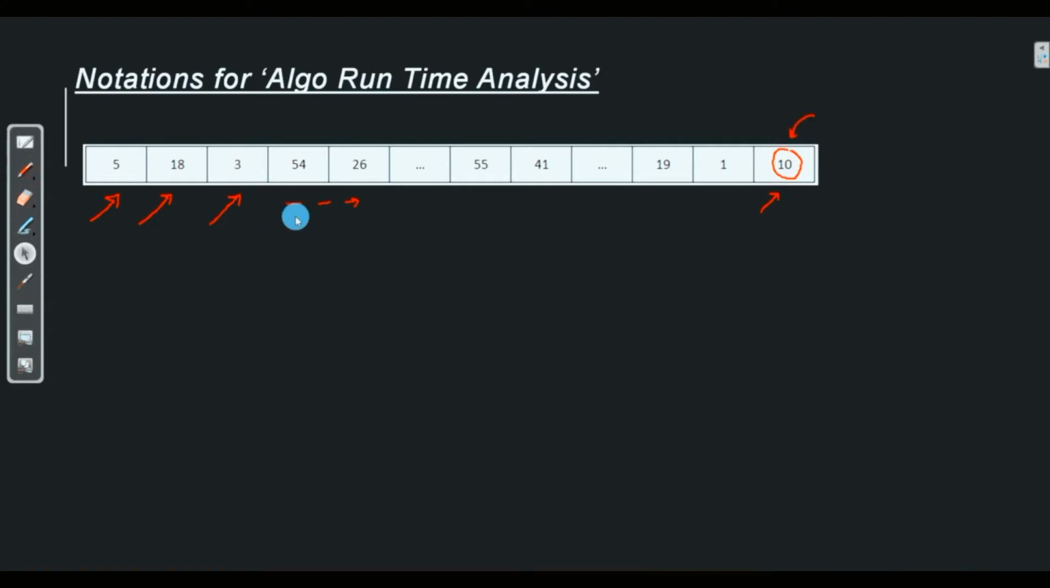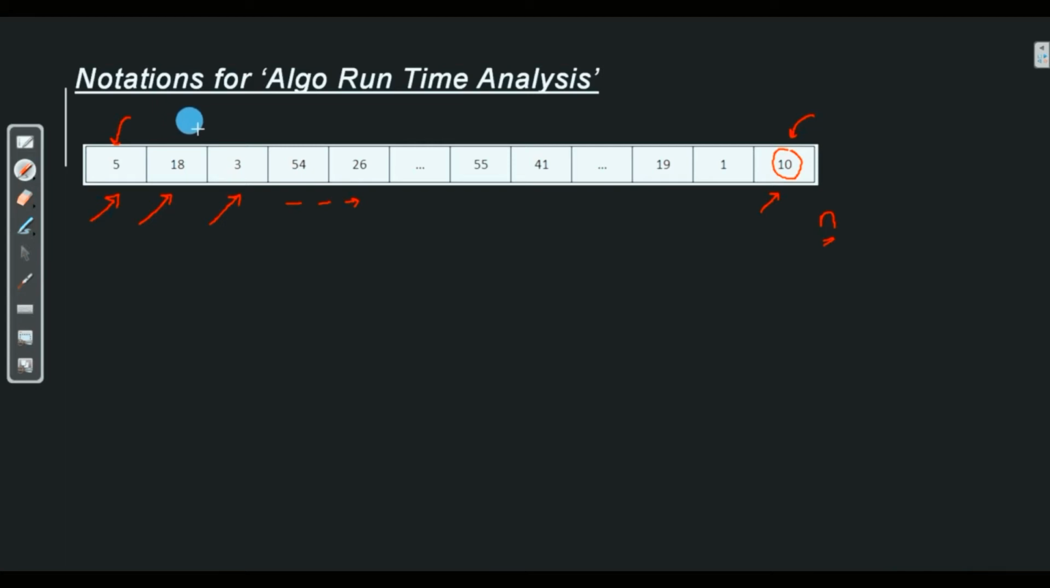Now how much time did it take for us to reach and find number 10? It took us n time. What is n? n is the size of the array. So let's say visiting each and every cell takes 1 unit of time. Now 1 unit can be anything. It can be 1 millisecond, 1 second or microsecond, whatever. So we are not concerned about the unit. We are just concerned about the number.